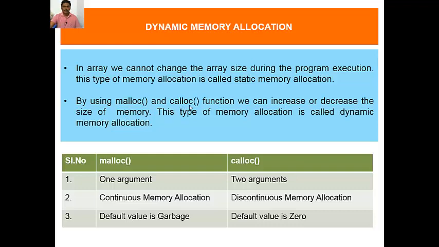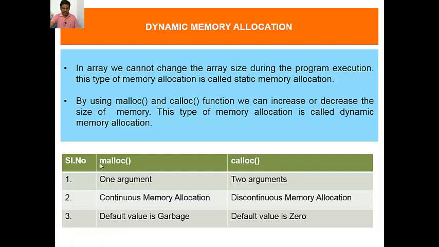By using functions like malloc, we can increase or decrease the size of the memory at the time of execution. This type of memory allocation is called dynamic memory allocation. At the time of execution, we can reduce or increase the memory location as per the user requirement. That is, we allocate memory on the fly at the time of execution, dynamically. That's why it is called dynamic memory allocation.